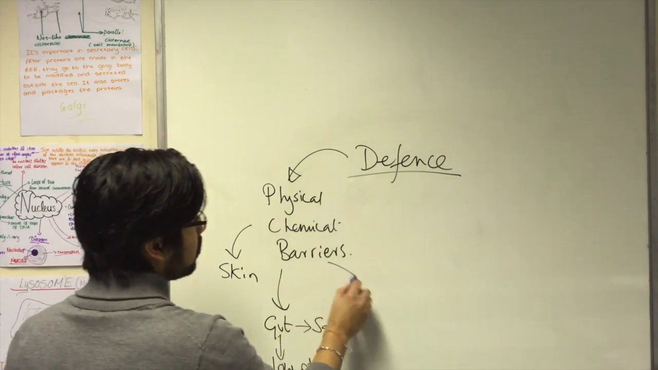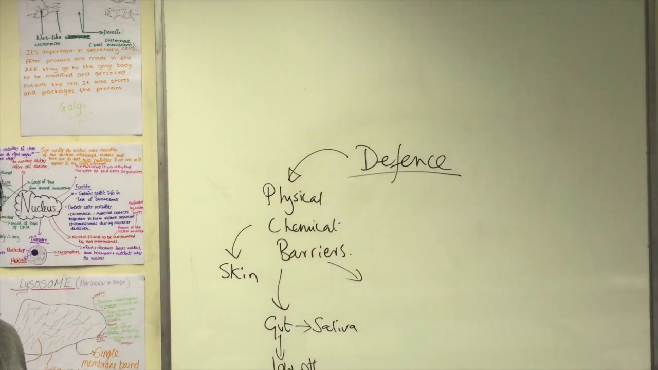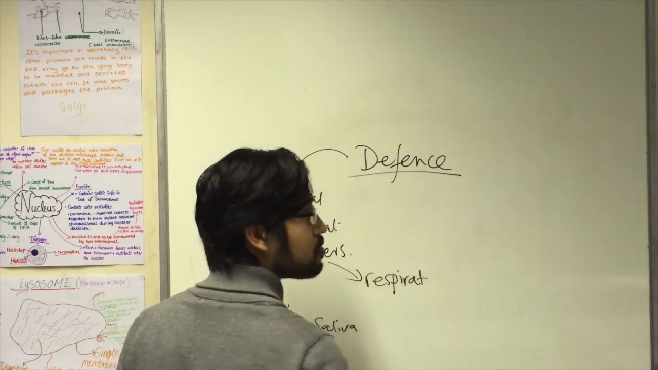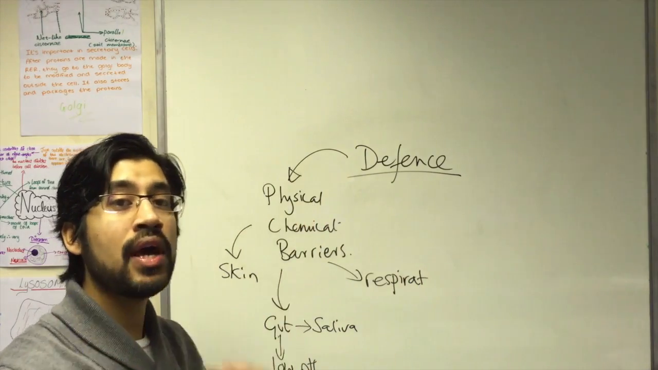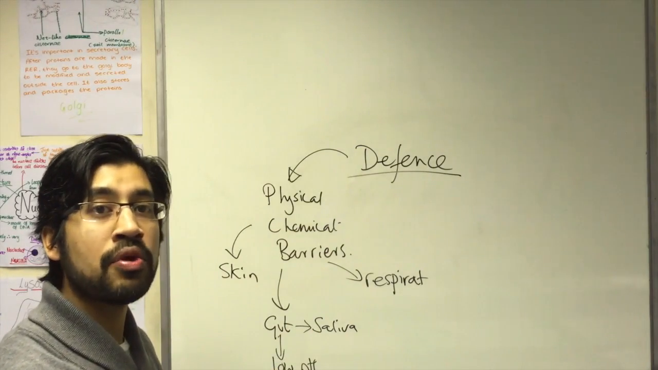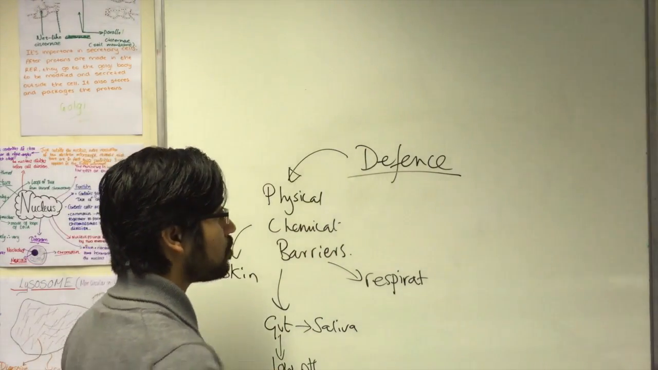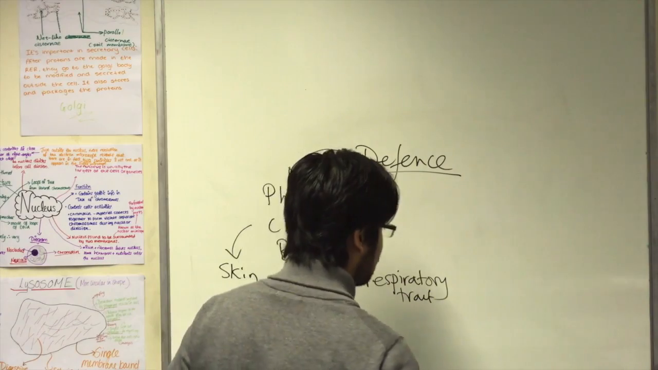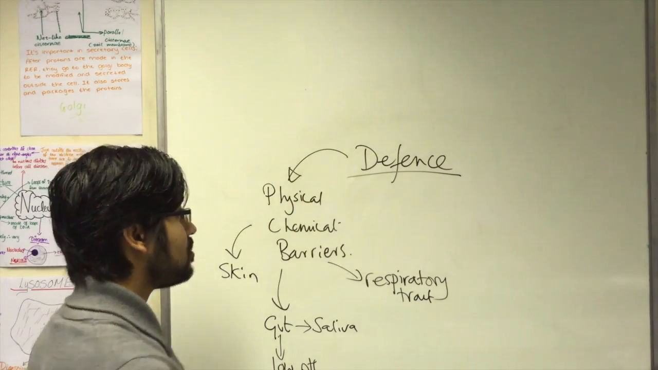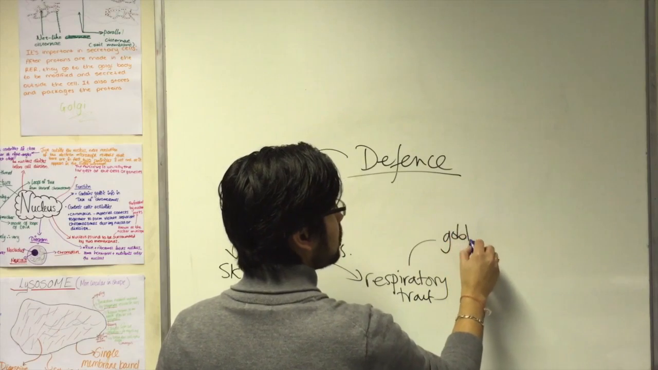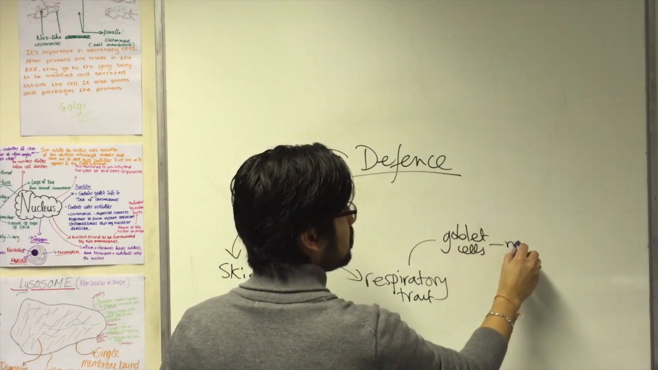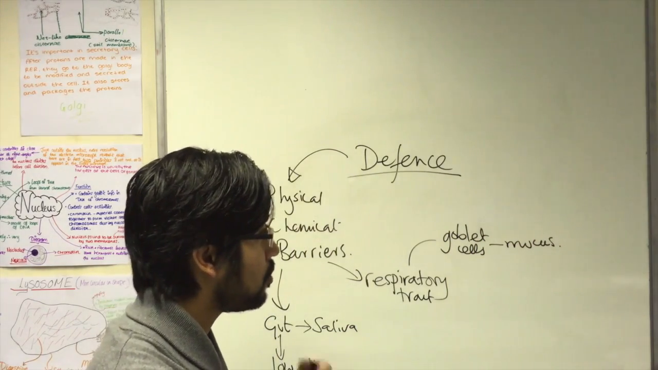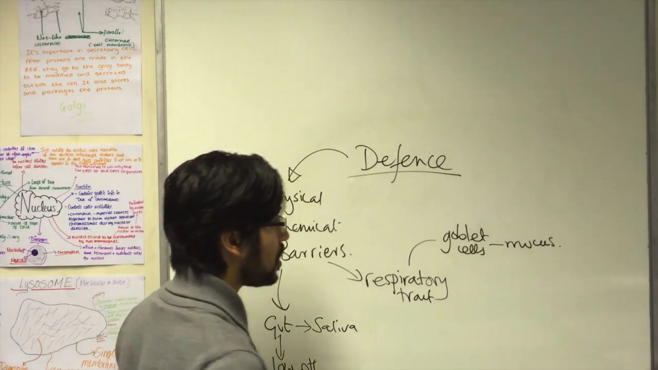You also have your respiratory tract. When you're breathing in, what's to stop pathogenic microorganisms coming in the air that you're breathing? It's going into your body. What's your defense against any microorganisms in that air? The lining of your respiratory tract contains two things. It contains goblet cells, which produce mucus, and that mucus traps any microorganisms that are coming in, but on its own that's not enough.